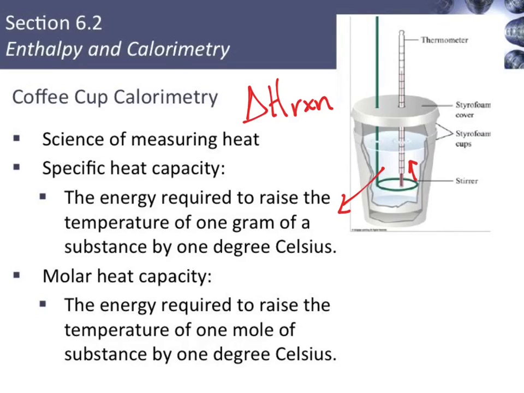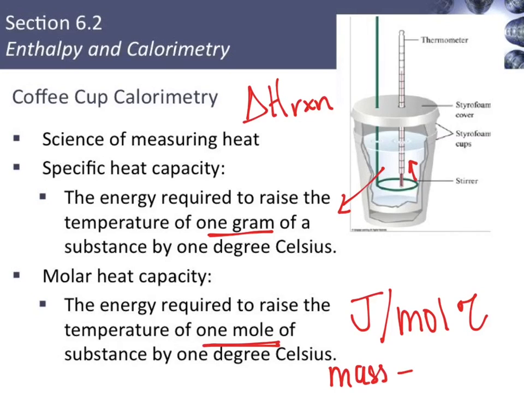And then you need to know that there's molar heat capacity as opposed to specific heat. Specific heat is per gram. Molar is per 1 mole. So that is joules per mole degrees Celsius. And you would just convert your mass to moles in Q equals MC delta T.